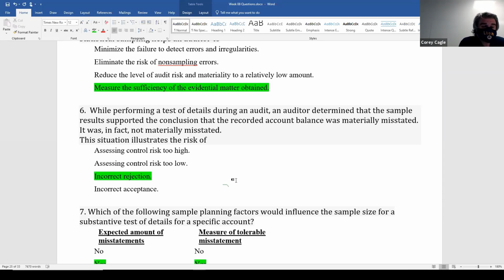So let's look at it again. Performing a test of details during an audit. Test of details of balances, that's a substantive test, right? That's testing dollar amounts. So we can throw out A and we can throw out B because of that. Assessing control risk too high or too low would be if we were doing a test of controls. So we're down to C or D on this. That makes it a lot easier, right? In this one, we said it was bad, but it really wasn't. So we incorrectly rejected it when we should not have. That makes this one pretty easy, right?